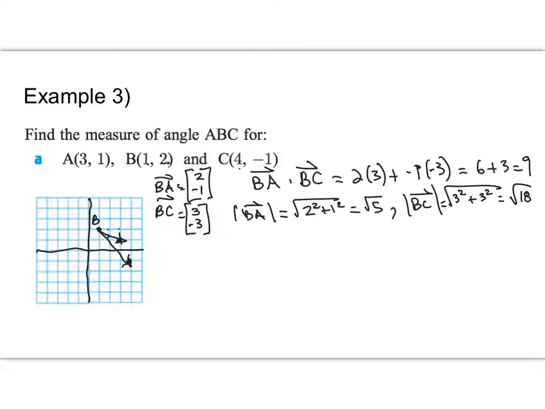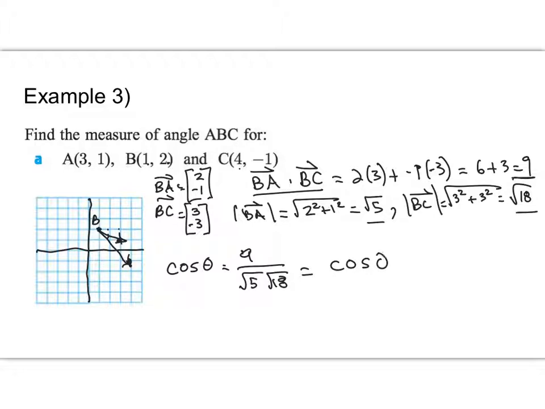Okay, so to find the angle between two vectors, it's cosine theta equals the dot product. So that would be 9. We've already calculated that up here. BA dot BC times the product of the magnitudes. We've already calculated both magnitudes. They're radical 5 and radical 18.